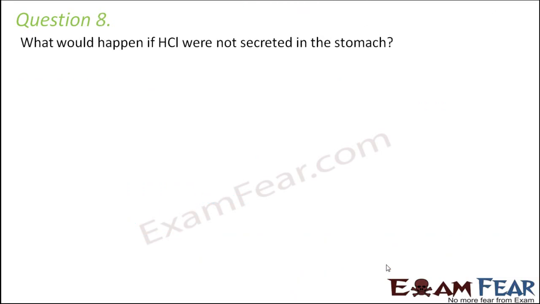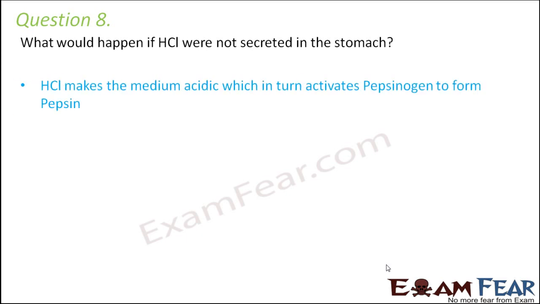Question number 8. What would happen if HCl were not secreted in the stomach? Now, as we know, in the stomach, the digestive enzymes are secreted by the gastric glands in the form of gastric juices. These gastric glands secrete an enzyme called pepsinogen, which is inactive. In order to make the pepsinogen active, an acidic medium is required. So HCl provides that acidic medium. In the presence of HCl, pepsinogen gets converted into pepsin, and pepsin helps in the digestion of proteins.